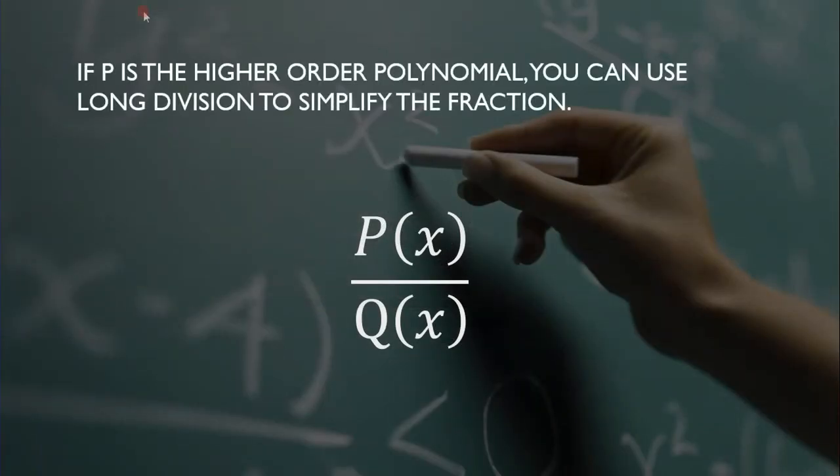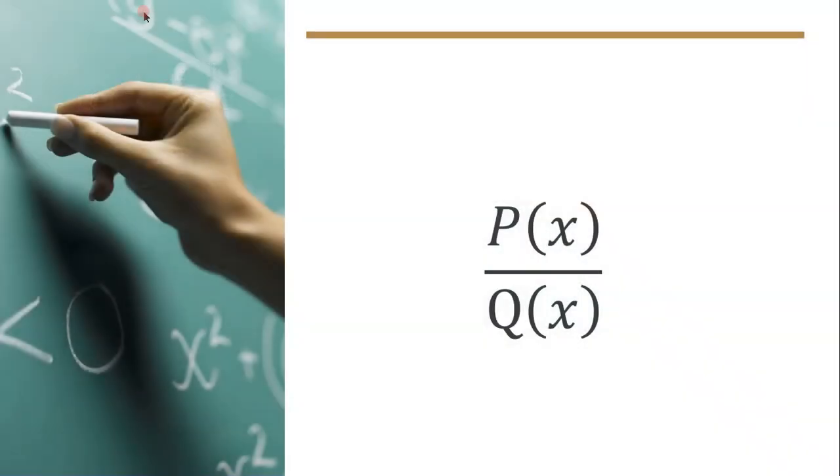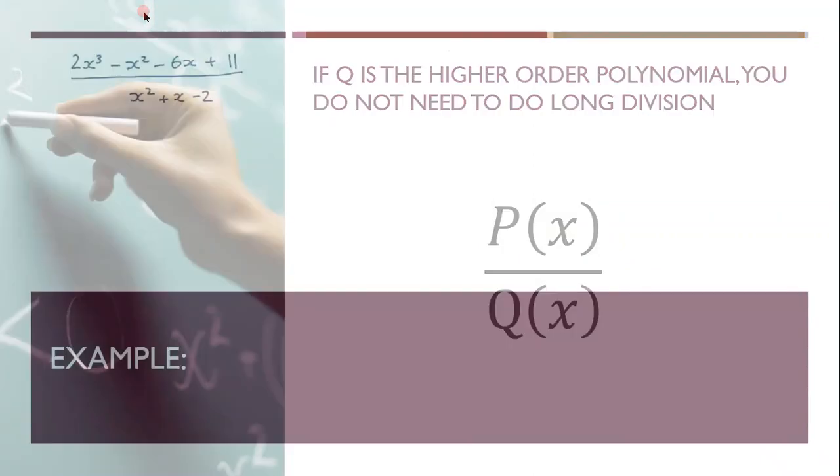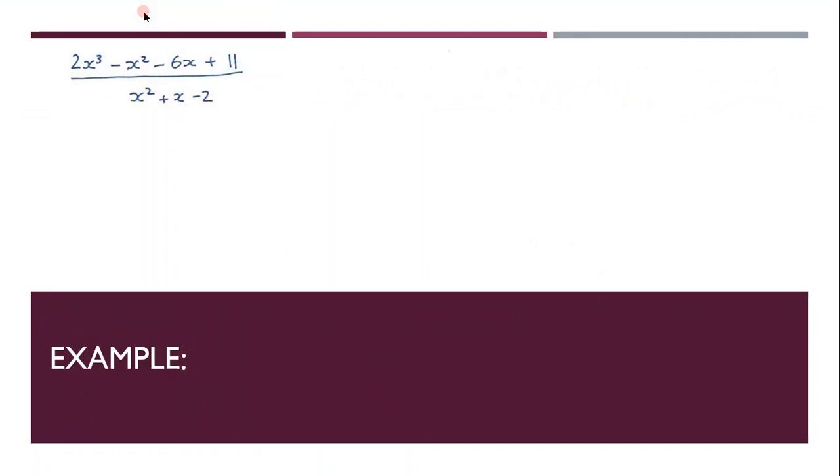So, the first thing you need to do when you encounter a type of question like this is to check to see if p is the higher order polynomial, or the numerator. If it is, you need to perform long division to simplify the fraction, otherwise integration is going to be a problem for you. But if q(x) is the higher order polynomial, you don't need to perform long division. So let's have a look at an example.